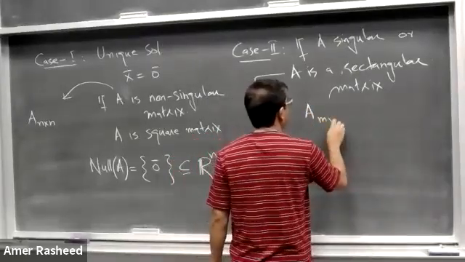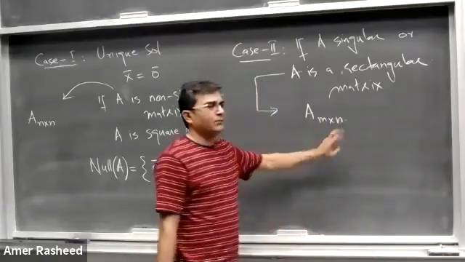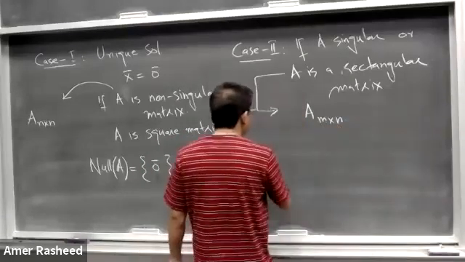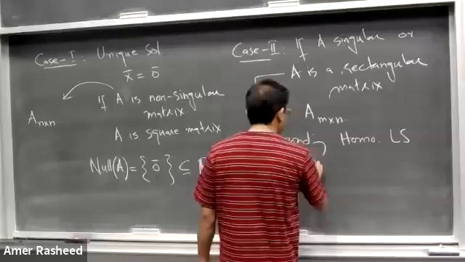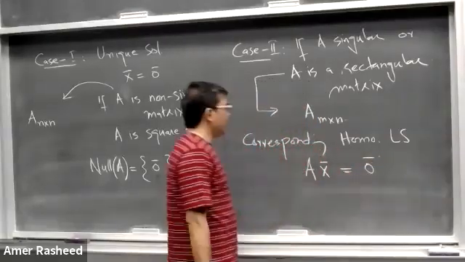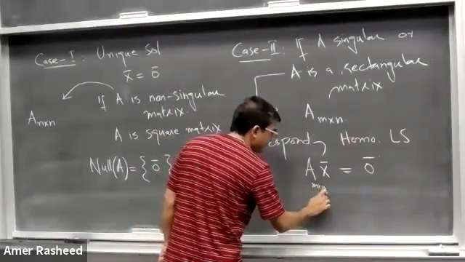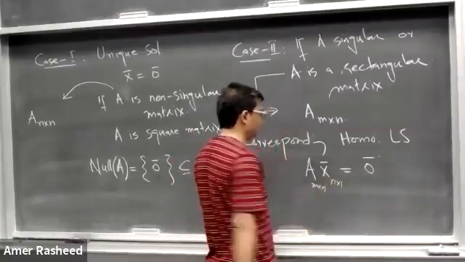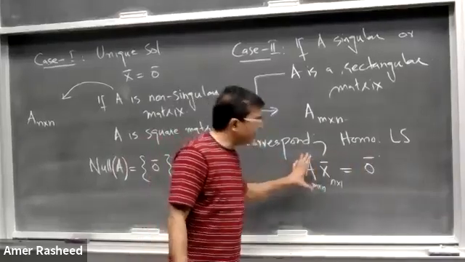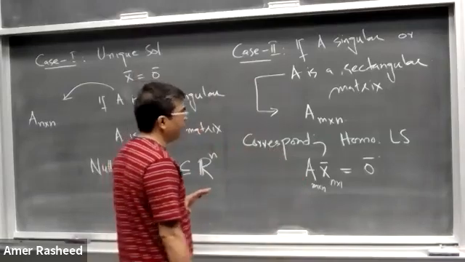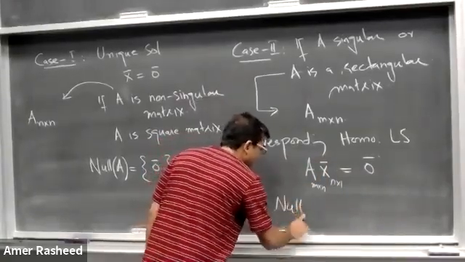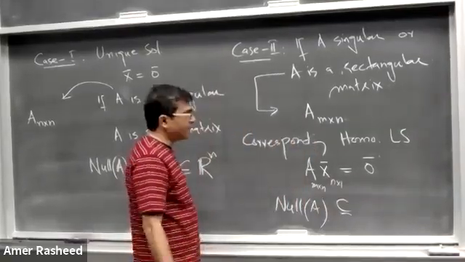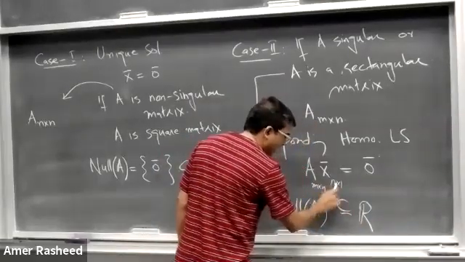If the order of A is m cross n, meaning it has m rows and n columns, then the corresponding homogeneous linear system is AX = 0. Now, if the order of A is m cross n, what should be the order of X? Obviously, it should be n cross 1. In that case, the solutions of this homogeneous linear system will be vectors of order n cross 1. So the null space in this case will be a subspace of Rn.